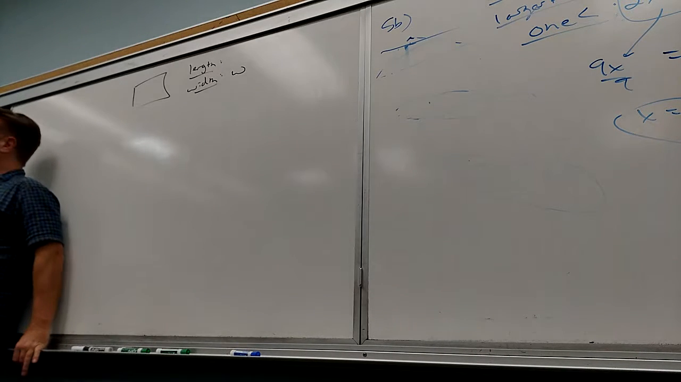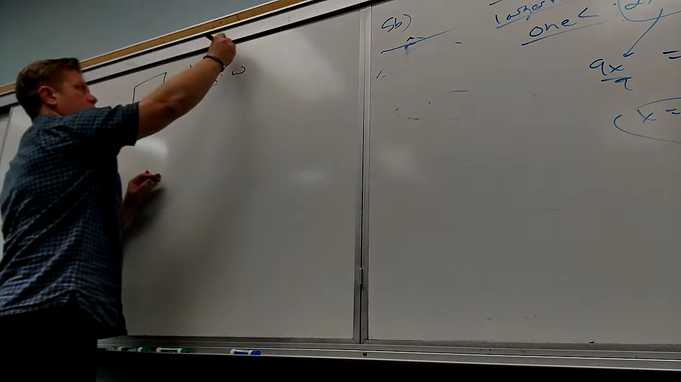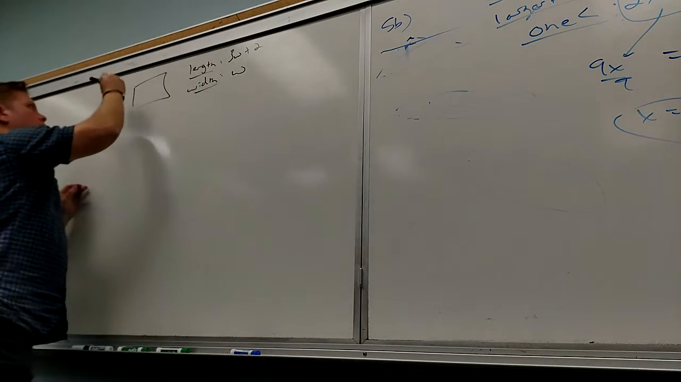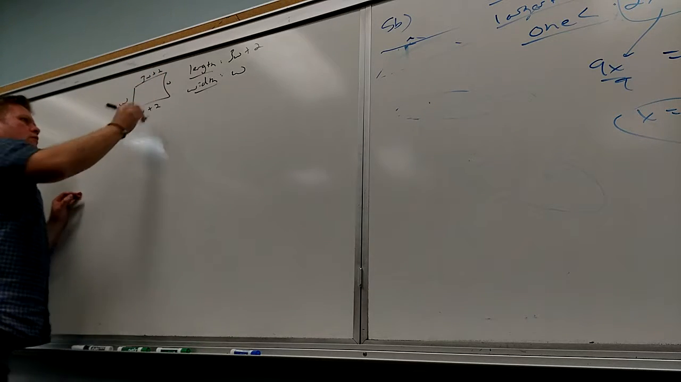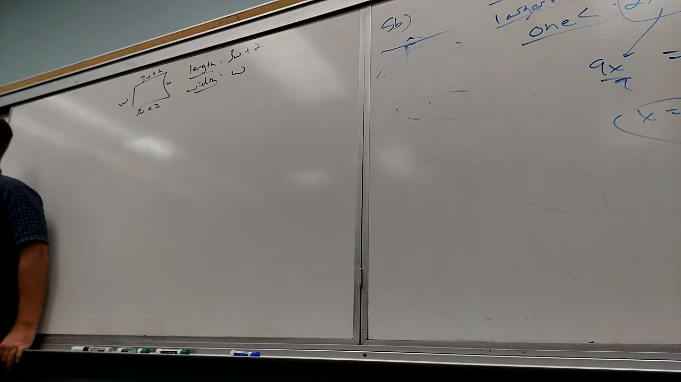You can always use X if you want. And so what's the length? 3W. Yeah, 3 times the width would be 3W. 2 longer would be plus 2. W, 3W plus 2. W, 3W plus 2. If you label your picture, it reminds you that there's 4 sides. They all must be represented.